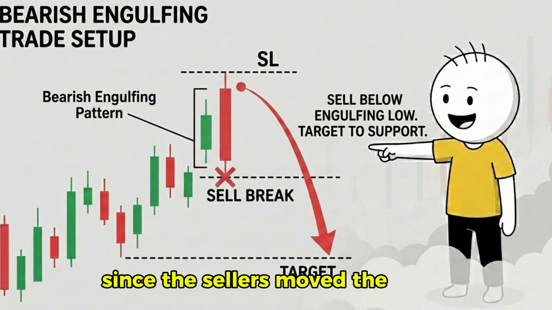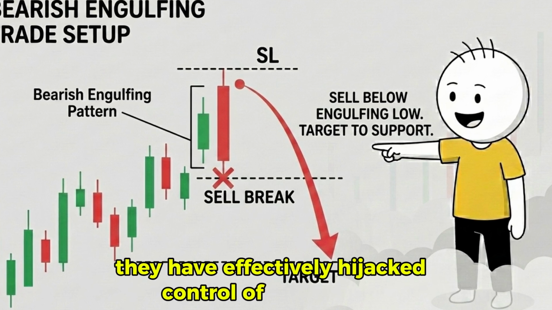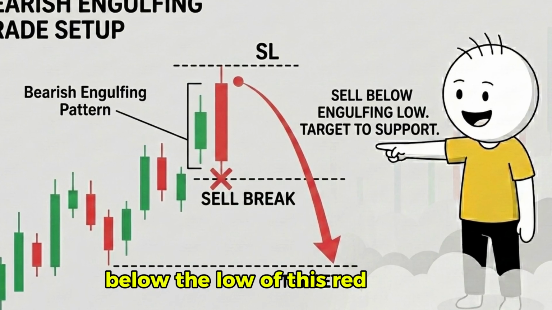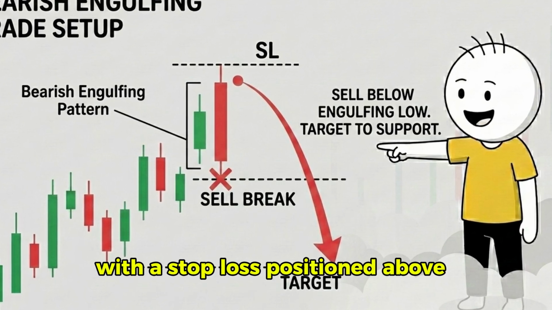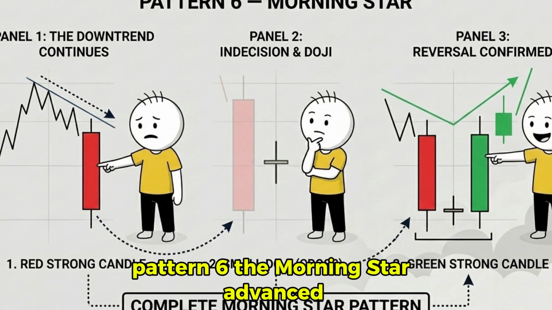Since the sellers moved the price much further than the buyers did, they have effectively hijacked control of the market. A sell trade can be initiated below the low of this red candle, with a stop loss positioned above its high. Pattern 6. The Morning Star, Advanced.